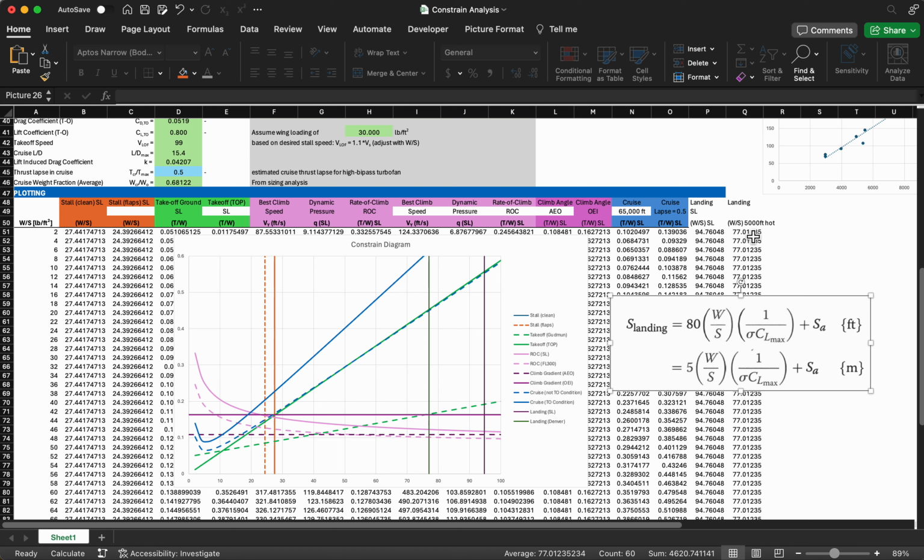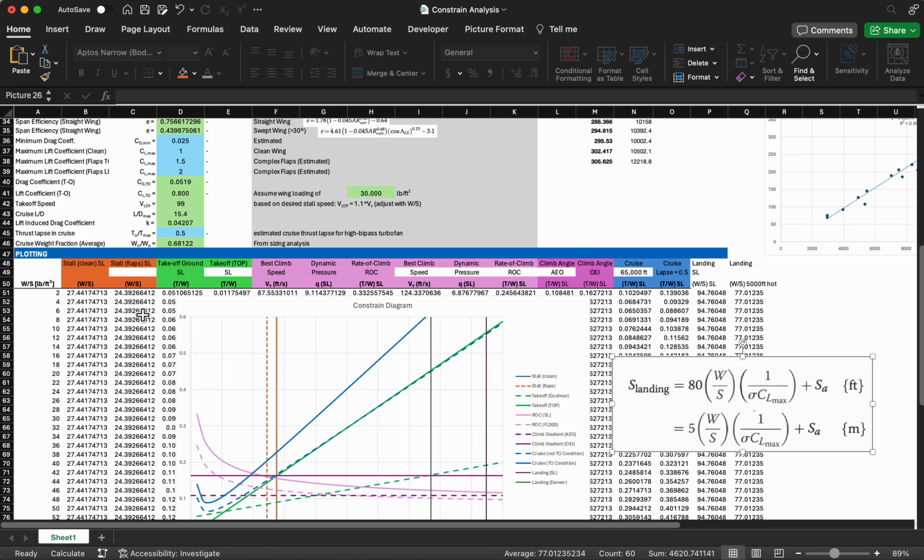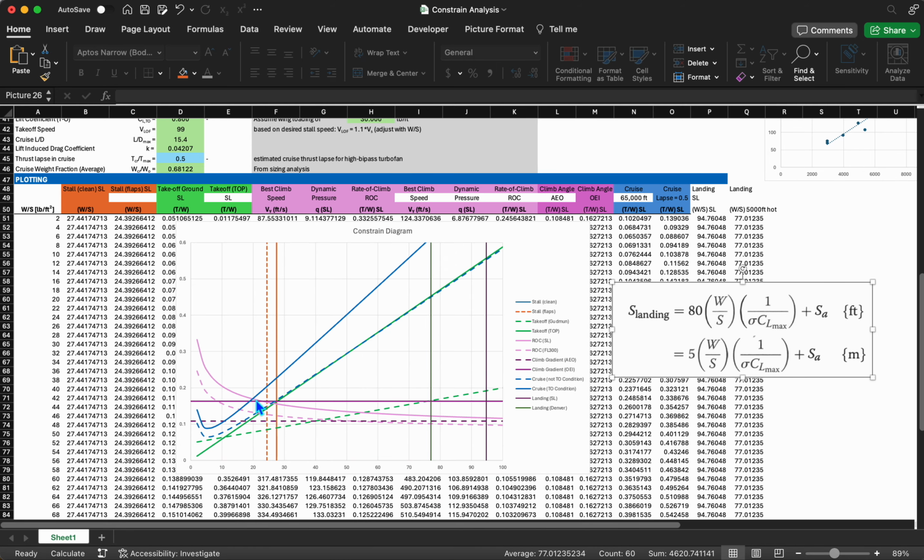So that's pretty much it for the constraint diagram. It's not a whole lot more. Once you have this, it's just a matter of tinkering a little bit to understand the sensitivity of some of these parameters, going back to your designs, making sure that the values you have are reasonable, and then using this to try to select, at least at a preliminary stage, an optimal thrust to weight ratio and wing loading.